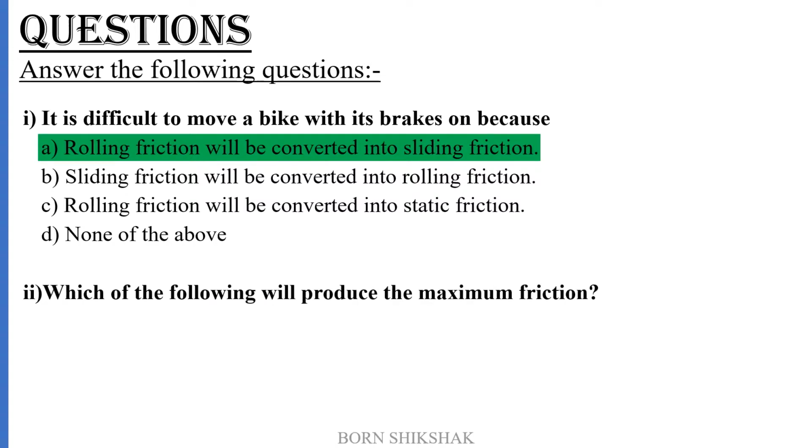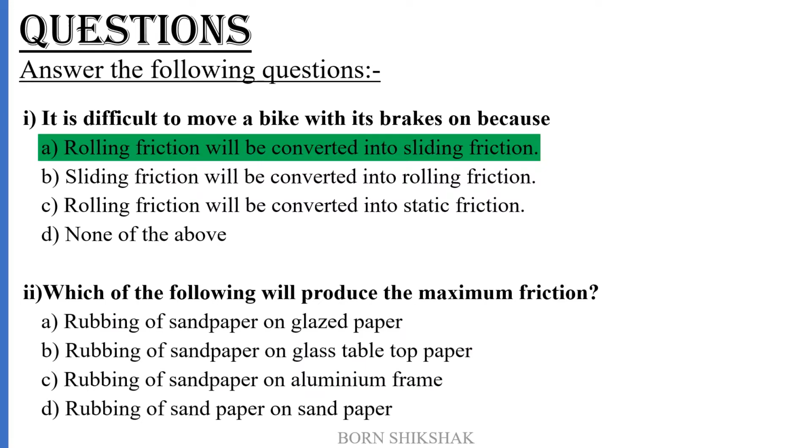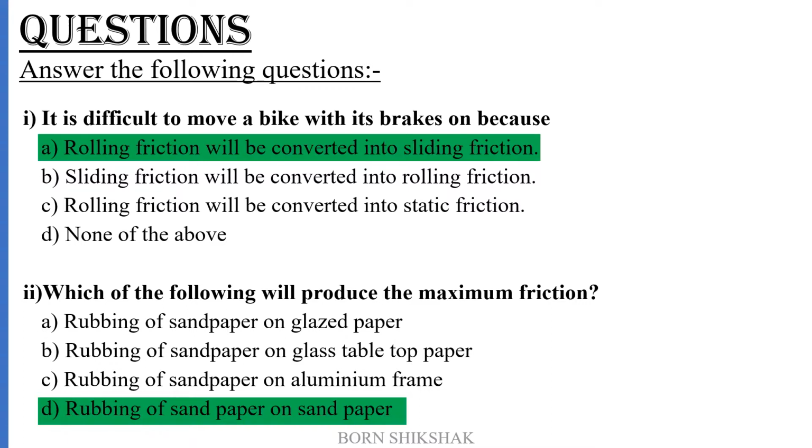Question number 2. Which of the following will produce the maximum friction? A. Rubbing of sandpaper on glazed paper. B. Rubbing of sandpaper on glass tabletop. C. Rubbing of sandpaper on aluminium frame. Or D. Rubbing of sandpaper on sandpaper. The correct answer is D. Rubbing of sandpaper on sandpaper.